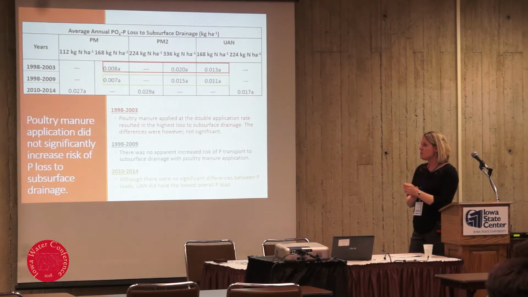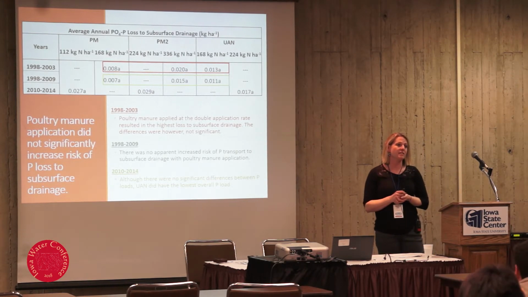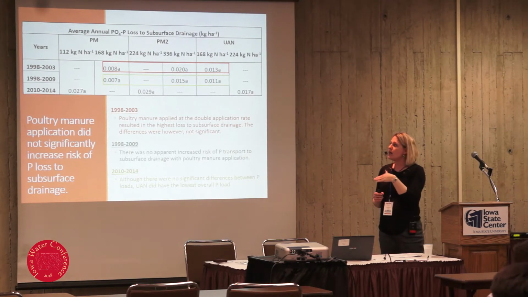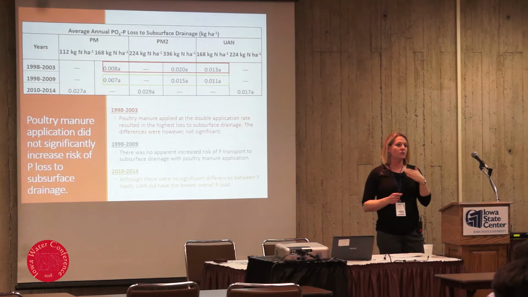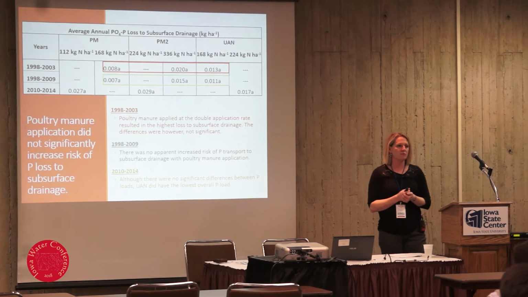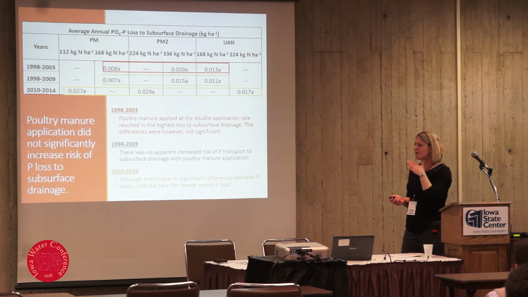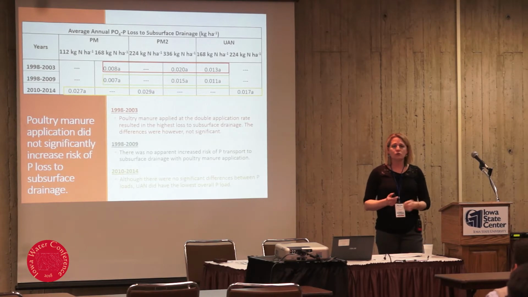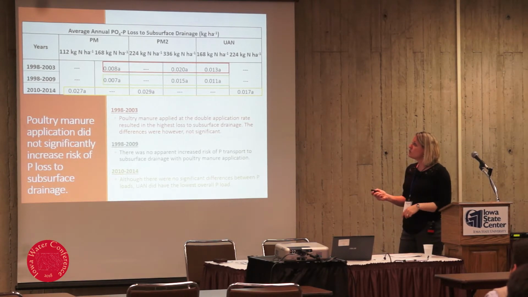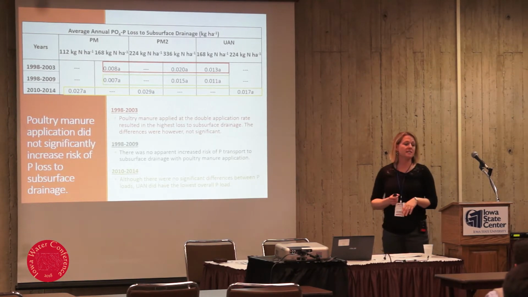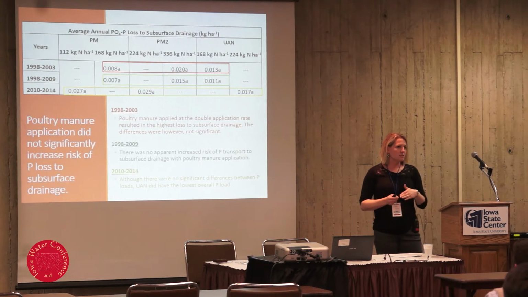When we looked at the next time period from 1998 to 2009, again, there were no statistically significant differences among these plots. So after a 10-year period of poultry manure application on a corn and soybean rotation, there wasn't enough buildup in the soil to be able to detect a difference in phosphorus, DRP, in drainage from a chisel plow system. And then as we moved into the corn-on-corn and annual poultry manure application, we still don't see any statistically significant differences, but from the two poultry manure plots, we are definitely starting to see higher loadings from those sites.